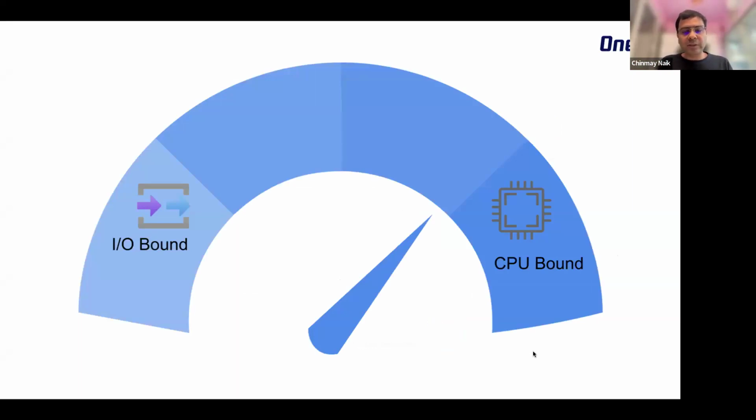In the real world, we go between these two. Some workloads are more IO bound versus CPU bound. Some workloads are not so. And we have to really take a call based on the type of workload and analyze it essentially.